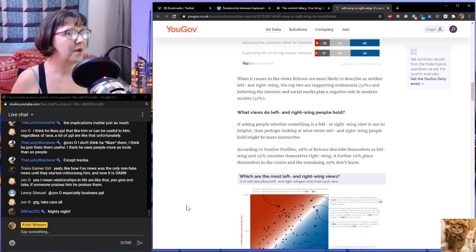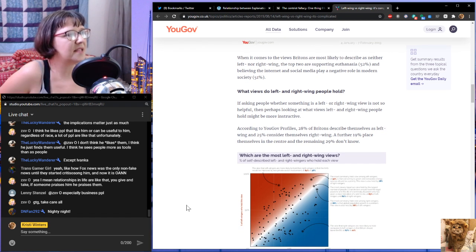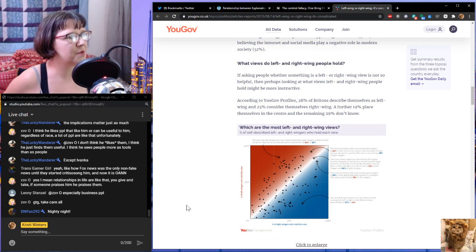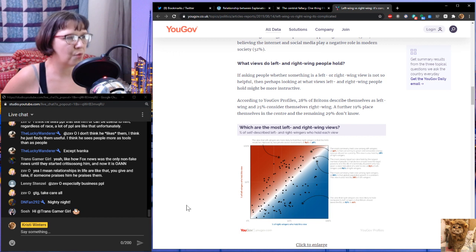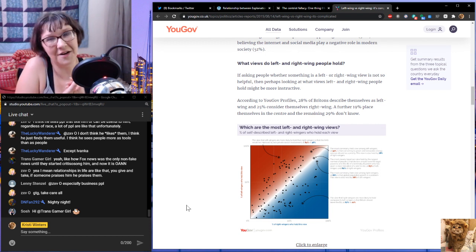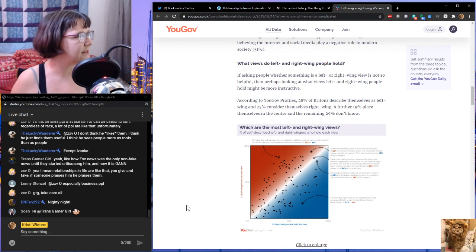What views do left and right-wing people hold? If asking people whether something is left or right-wing is not so helpful, then perhaps looking at the views that left and right-wing people hold might be more instructive. According to YouGov profiles, 28% of Britons describe themselves as left-wing, 25% consider themselves right-wing, 19% place themselves in the center, and the remaining 29% don't know. The most popular answer is I don't know, which is fair enough. A lot of people don't pay attention to politics.